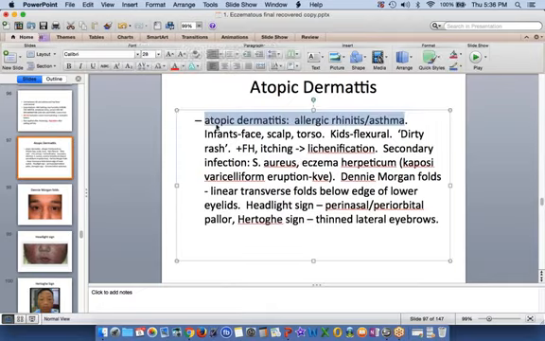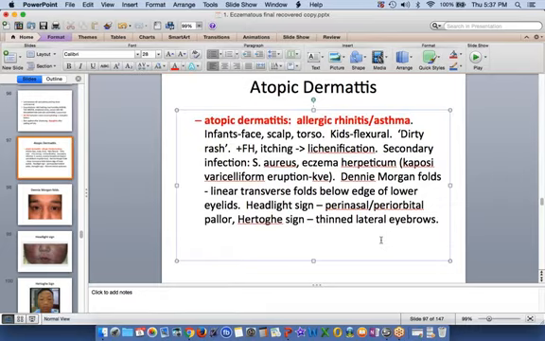We've talked about the association of atopic dermatitis and allergic rhinitis, and you should ask the patients that, just for your own edification. And we're going to see some conditions, some effects of eczema, such as the Dennie-Morgan folds, in a second.